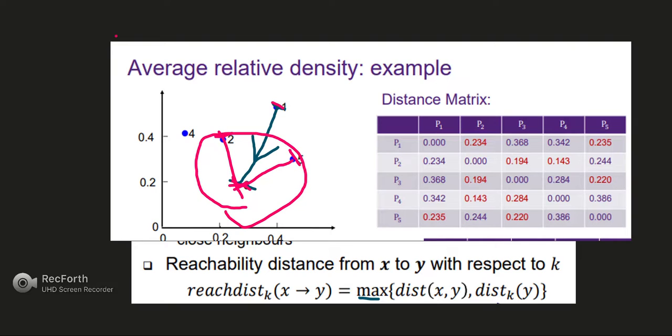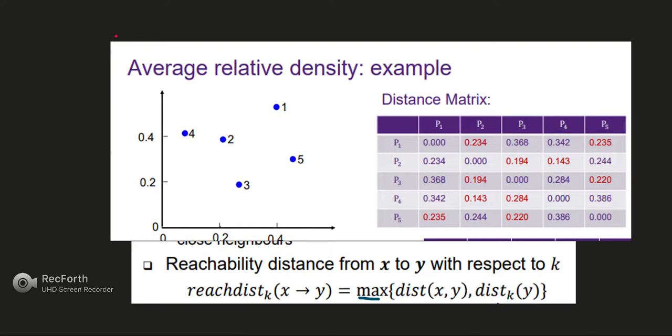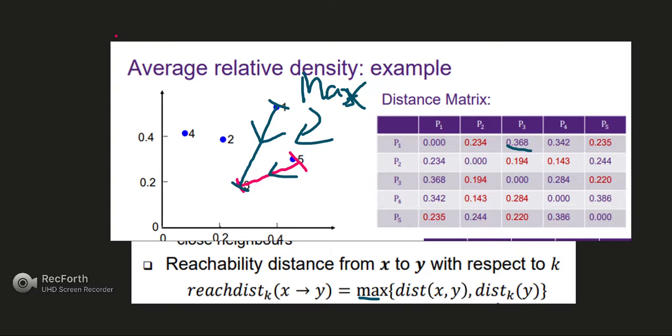In this case, I've just circled the neighborhood there, which is points 2 and 5. Let's say that 5 is further away than 2 from point 3. And our other option is the distance from 1 to 3. Okay? So I want you to take the max of those two values. And clearly in this case, it's just the distance from 1 to 3. So that value is going to remain the same.